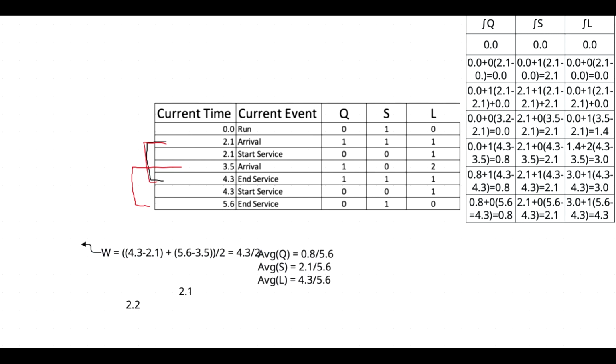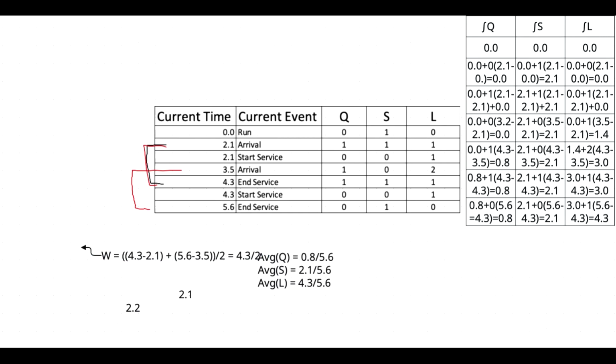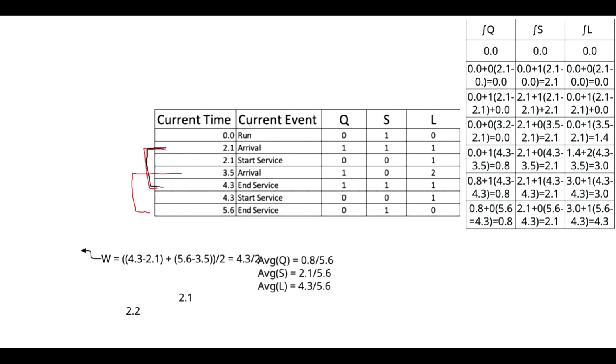And okay, so now here something kind of interesting happens. There's another metric, which is the average arrival rate, and that is the number of arrivals divided by the time. So in this particular case, how many arrivals did we have between time 0 and time 5.6? We had 2, right? And so our average arrival rate would be 2 over 5.6. That's something that's often called lambda.